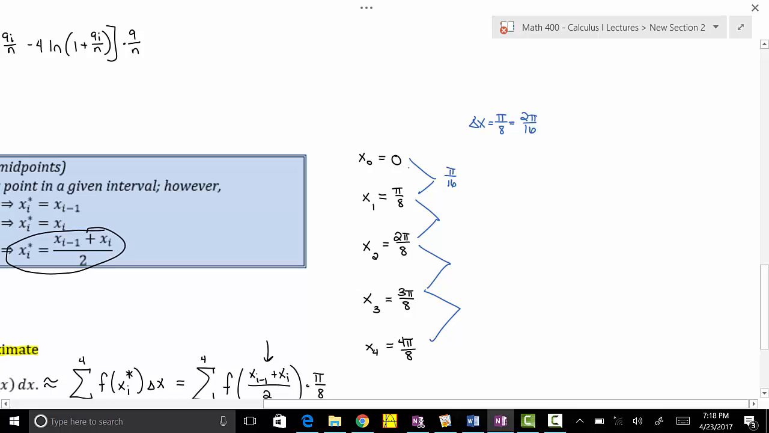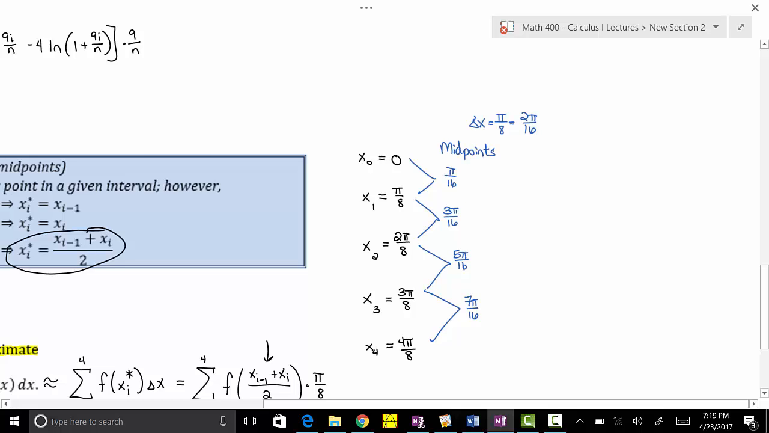Just average up 0 and pi over 8, and then I add the step size, which is 2 pi over 16, so I get to 3 pi over 16. Add another 2 pi over 16 to get to 5 pi over 16. Add another 2 pi over 16 to get to 7 pi over 16. And those are my midpoints.